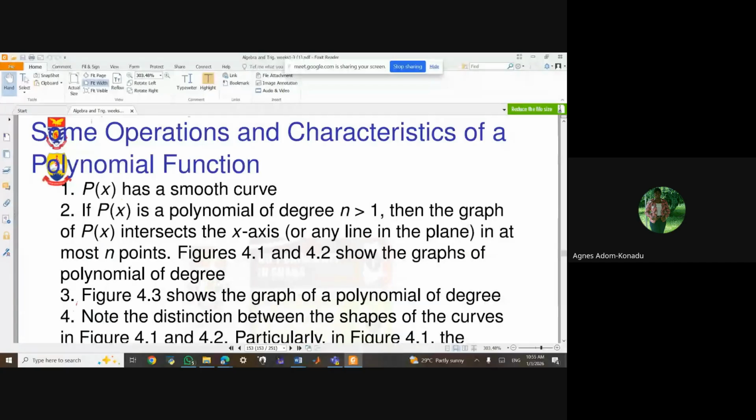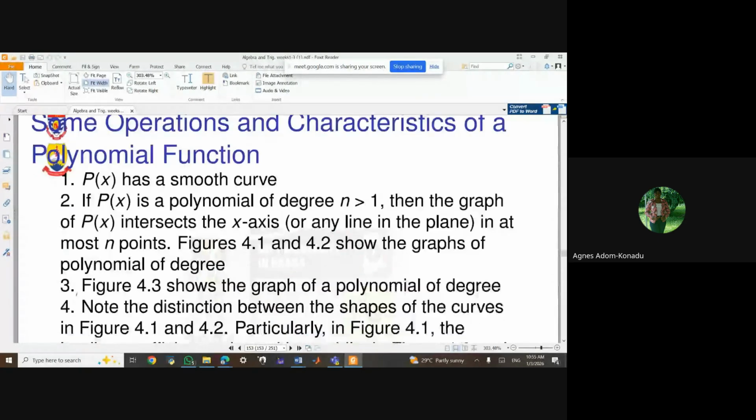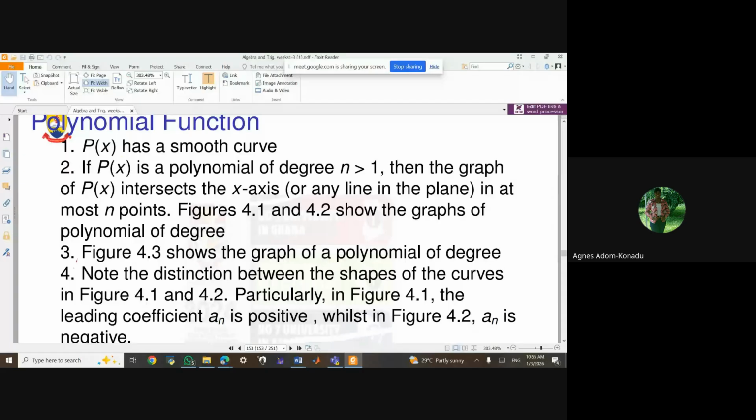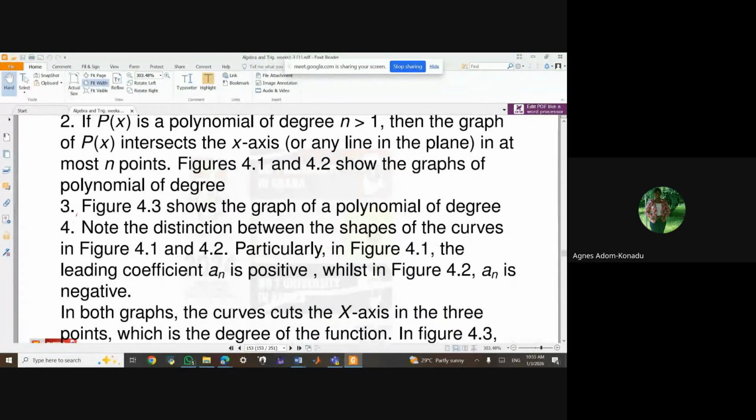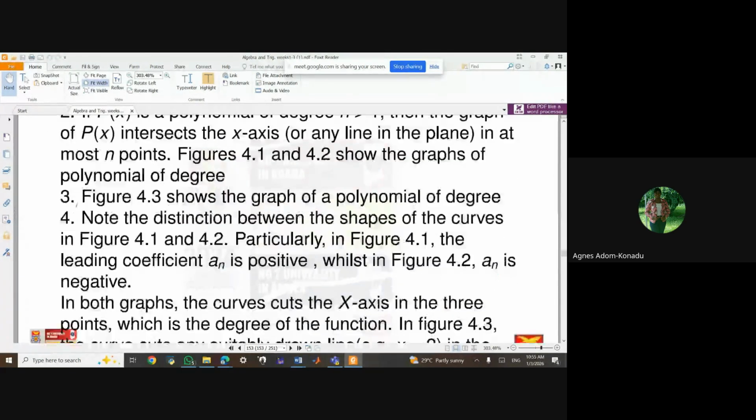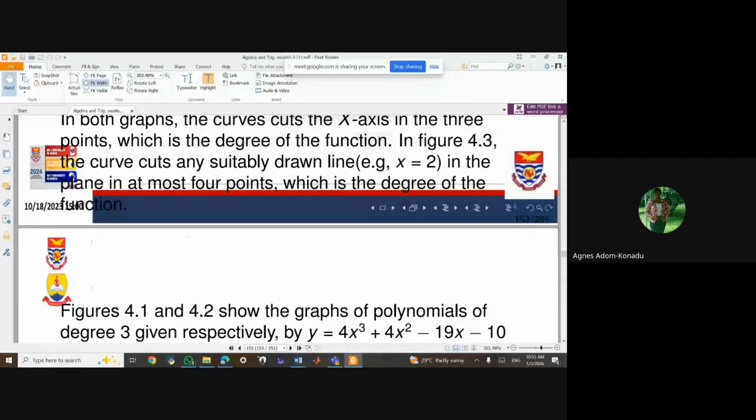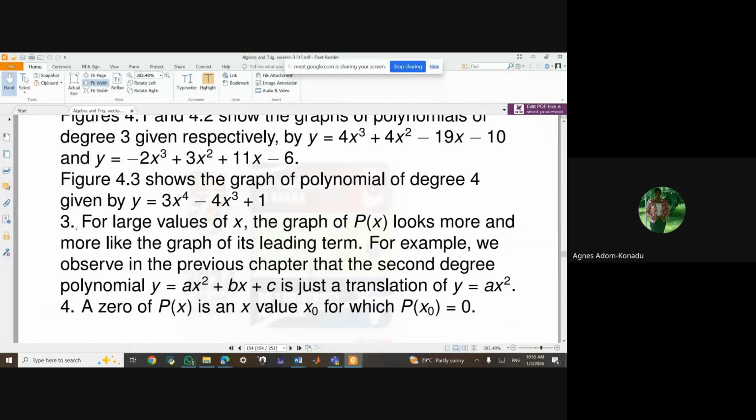If P of s is a polynomial function of degree n greater than 0, then the graph of P of s intersects the x-axis or any line in the plane in at most n points. So figures 4.1 and 4.2 show the graphs of polynomial functions of degree n. Let me see if I have those graphs.